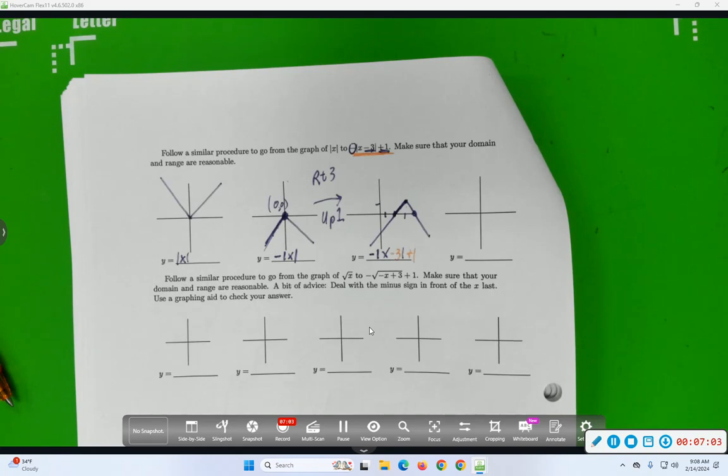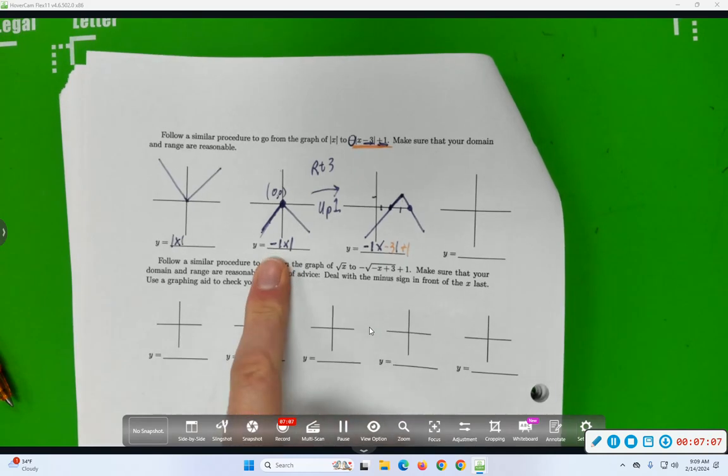So let's deal with the order. How important do you think it was that we dealt with that negative sign first? Yeah, it turns out to be, yeah.